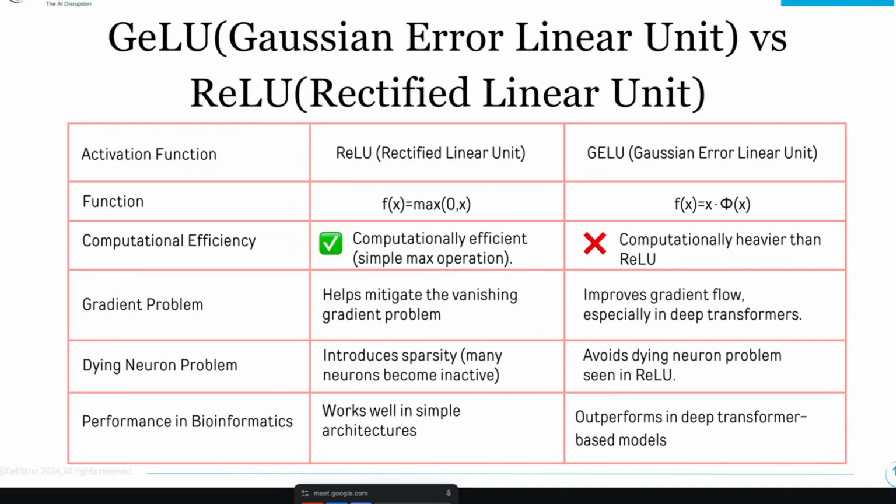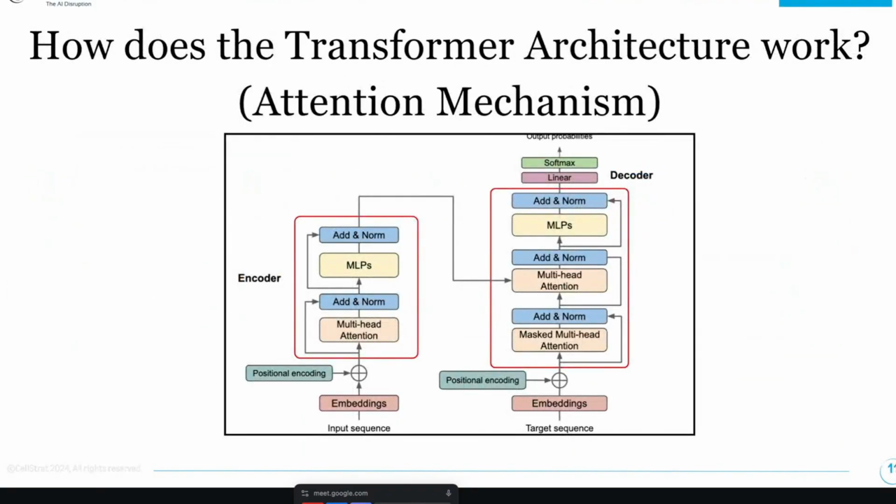It improves the gradient flow, especially in deep transformers. This is an example of a deep transformer where you have multiple attention and normalization layers attached together, right? And using a ReLU function in this kind of an architecture will be a no-brainer, because you have multiple outputs coming from multiple attention heads, multi-head attention and normalization models.